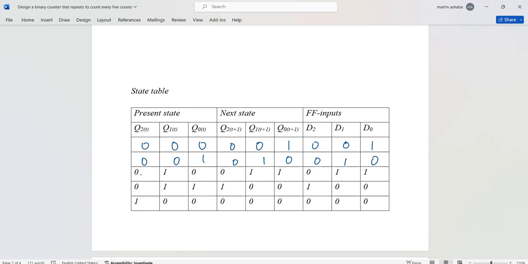For example, if the current state or present state is 0, 1, 0, you'll see that the next state is supposed to be going to 3. This is 2, so we are supposed to be transitioning to 3.